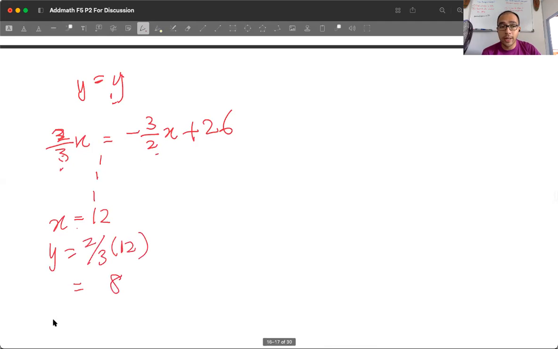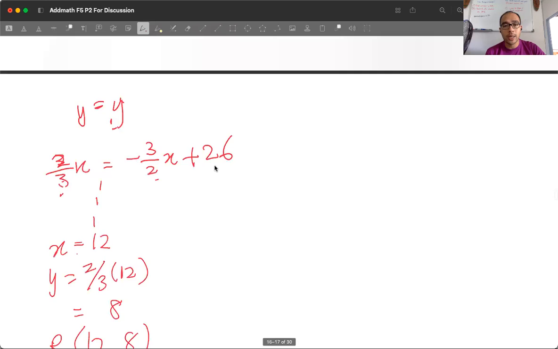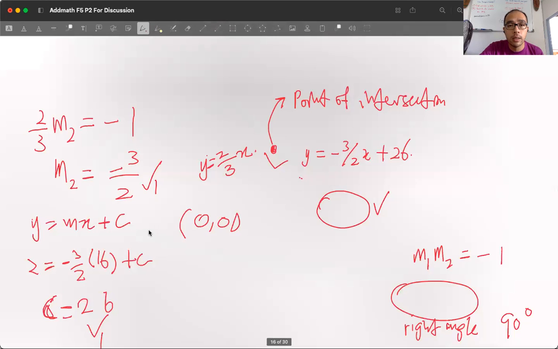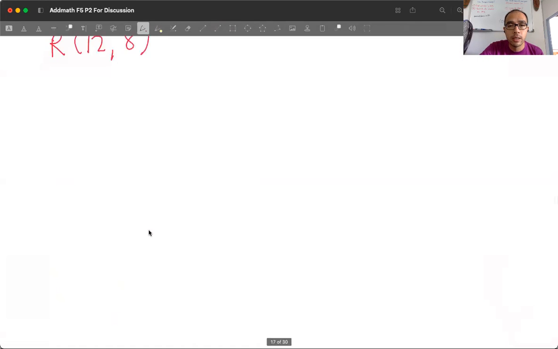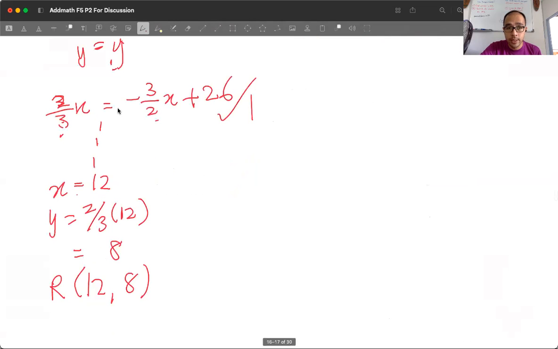And you must give your final answer in the form of a coordinate. 12... sorry. Okay, so it will be 12 and 8. So 1 mark for giving the y. How many marks is this? 3 marks. Oh no, the question disappeared again. 3 marks. Okay, so 1 mark for this.